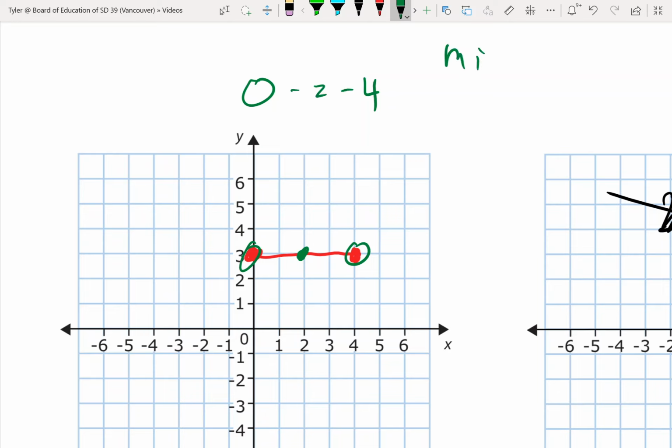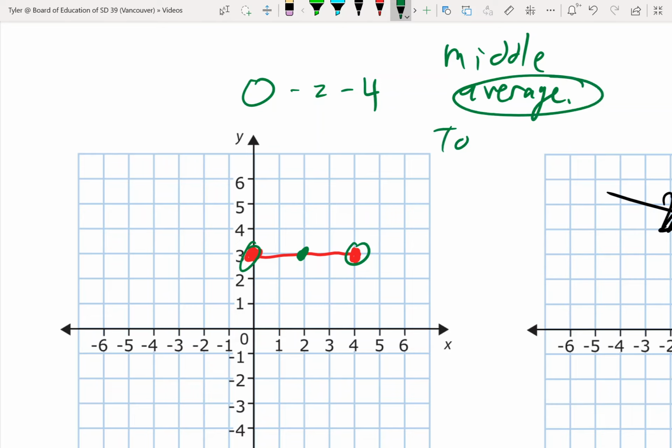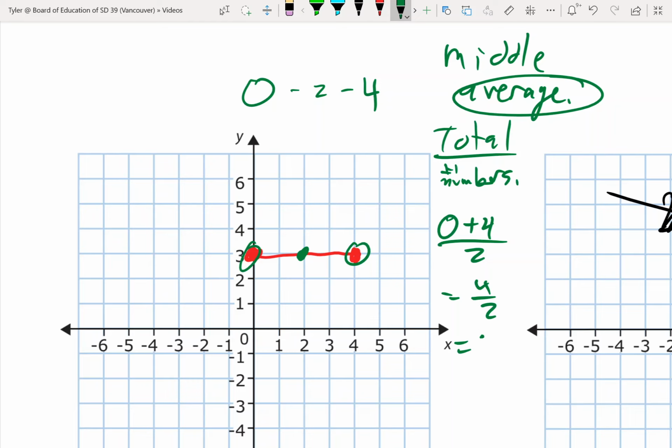When we talk about middle, the math term for this is average. Average means middle number, the number in between. So we're going to actually calculate the average. Average is total divided by number of numbers. In this case, we only have two numbers. So it's 0 plus 4 divided by 2. 4 divided by 2 is 2. So that tells me the middle number is going to be 2.